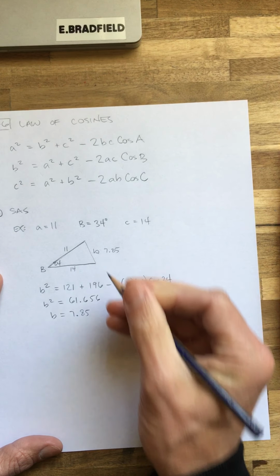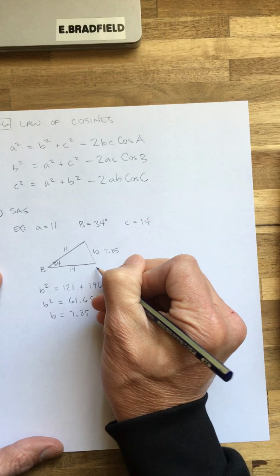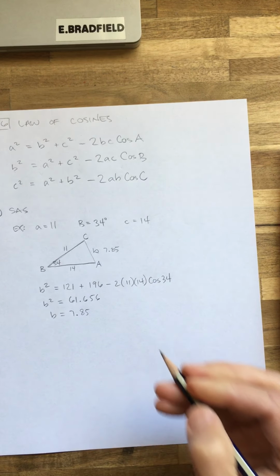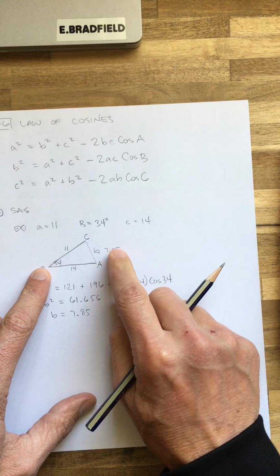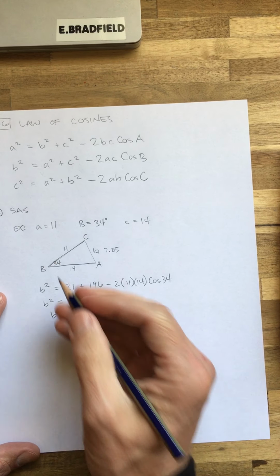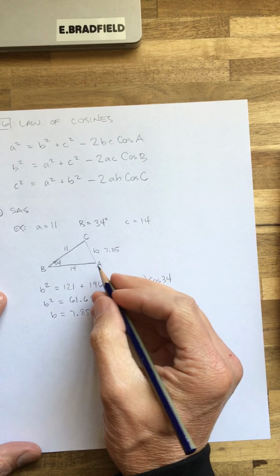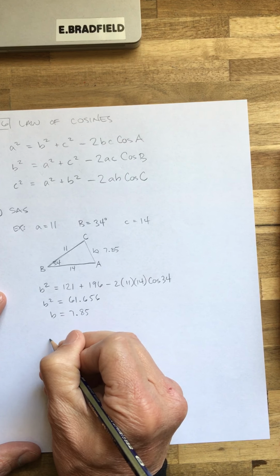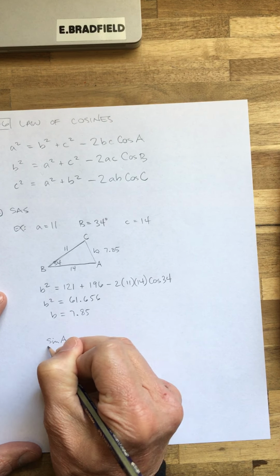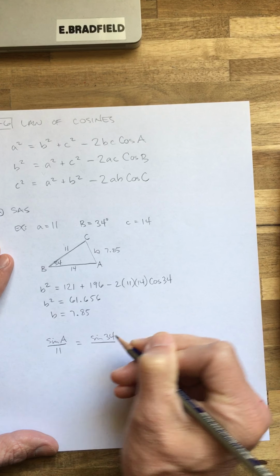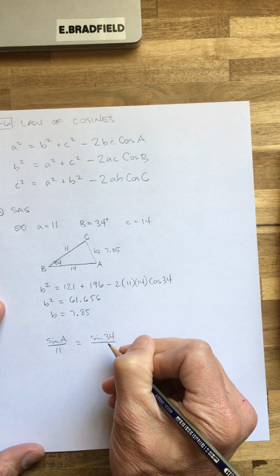This was side a, so this is angle A, and then this is angle C. Now I just need to find angle A. Well, now I have an angle and a side across from it, so guess what? I can use the Law of Sines now. Let's set this up. I'm looking for angle A. So the sine of A over the side across from it, 11, is going to equal the sine of B, so the sine of 34, over the side across from that, 7.85.